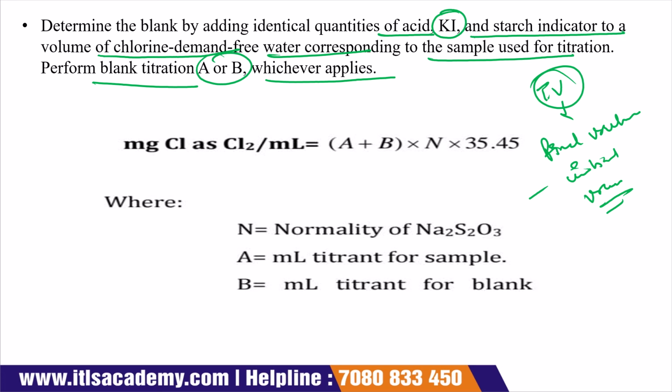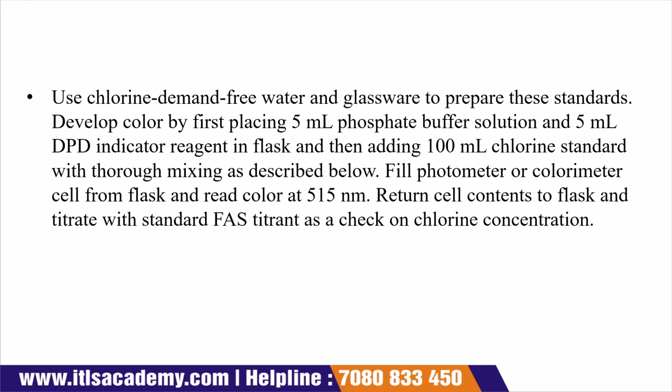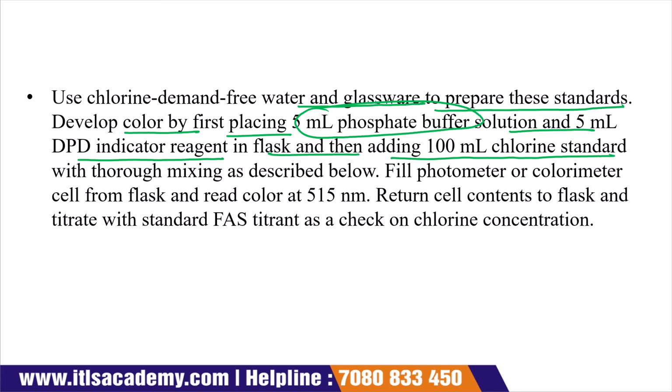Okay, now the next step. Use chlorine demand free water and glassware to prepare the standard developed color, by first placing 5 ml of the phosphate buffer solution and 5 ml of the DPD indicator reagent in a flask and then adding 100 ml of the chlorine standard with thorough mixing as described below. Now fill the photometer or colorimeter cell from the flask and read the color at 515 nanometer.